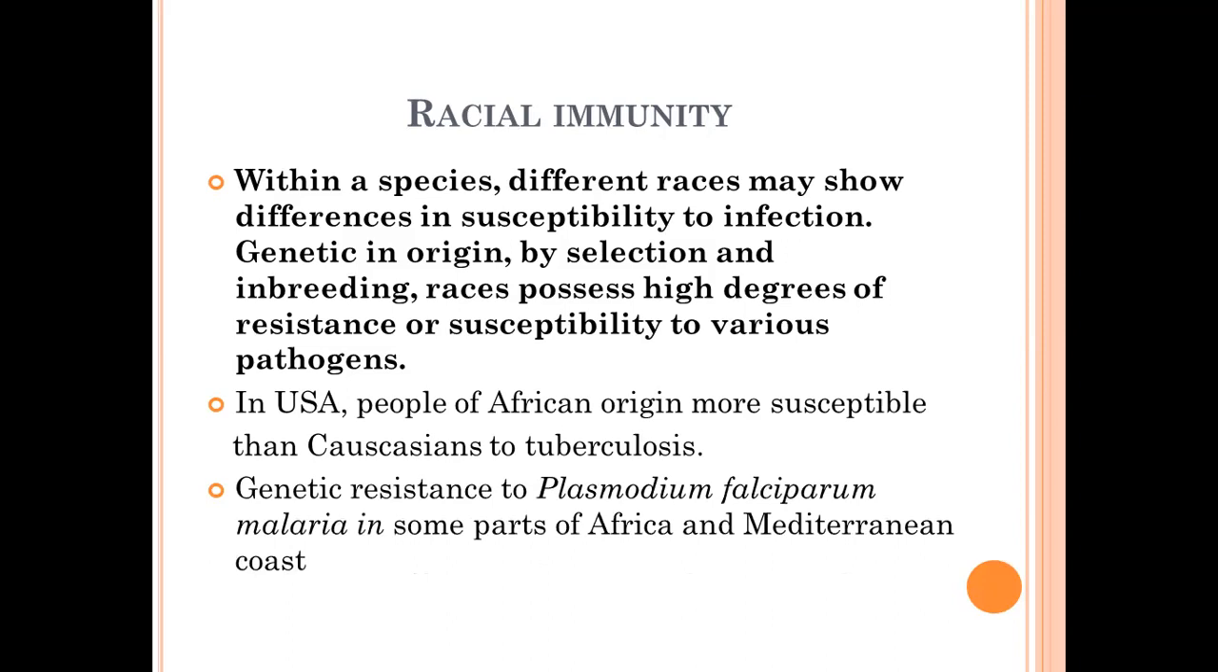Another example is that there is a genetic resistance to Plasmodium falciparum malaria in some parts of Africa and the Mediterranean coast. It has been seen that people in these African and Mediterranean areas are resistant to this malarial parasite. So this is known as racial immunity.